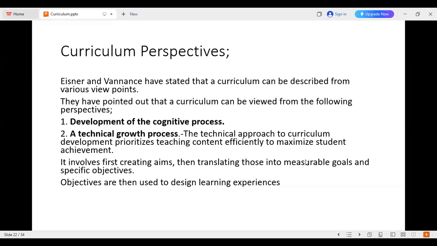Objectives are then used to design learning experiences. In order to achieve the objectives, learning experiences are designed. Then the technical growth process in curriculum is broader than the development of the cognitive process view. This second one, the technical growth process view, is broader than the first one.